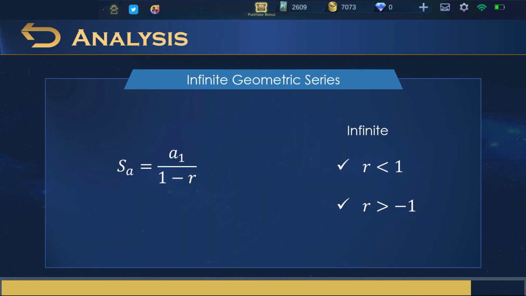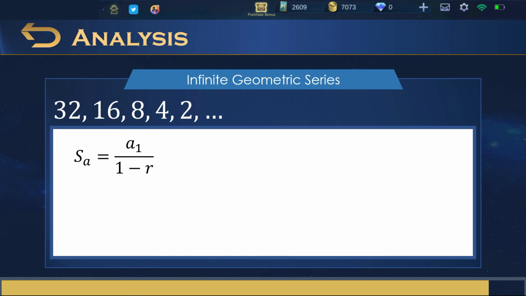Now let us proceed with the last one, which is about the infinite geometric series. We know that when we have the infinite geometric series, the common ratio should be less than 1 and greater than negative 1. This is our formula: the infinite geometric series is equivalent to a sub 1 all over 1 minus r. Let's take a look for the infinite geometric series of this sequence: 32, 16, 8, 4, 2, and so on. I'll give you 1 minute to look for our infinite geometric series.